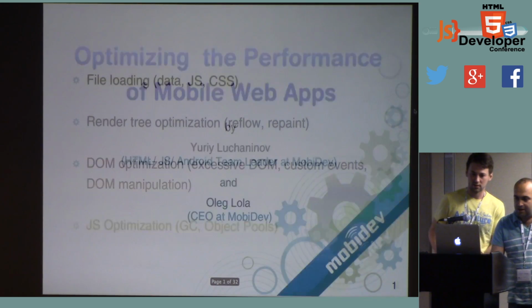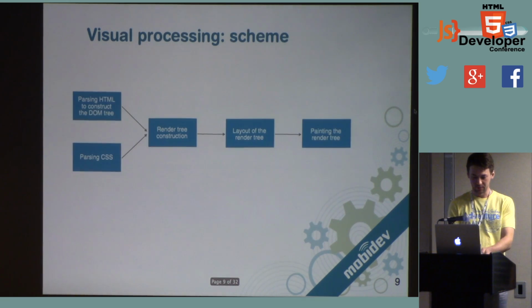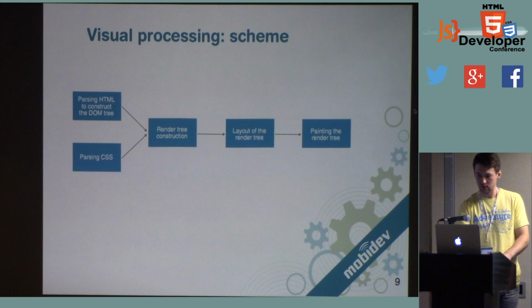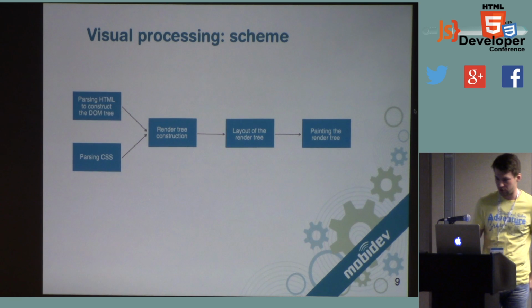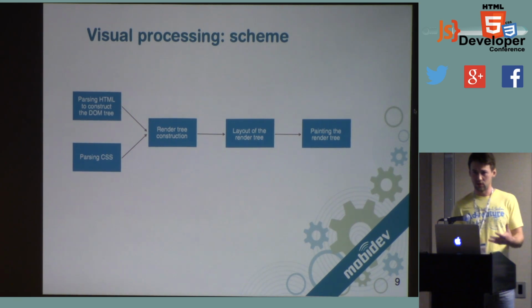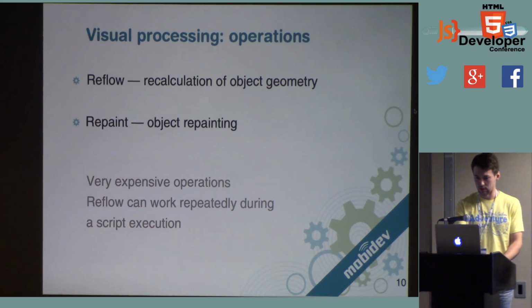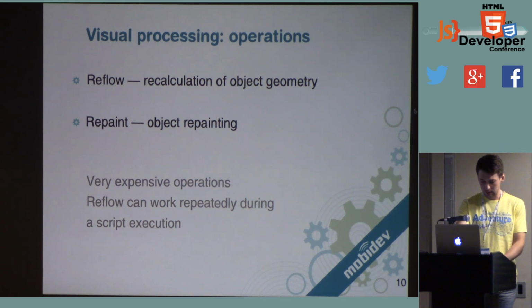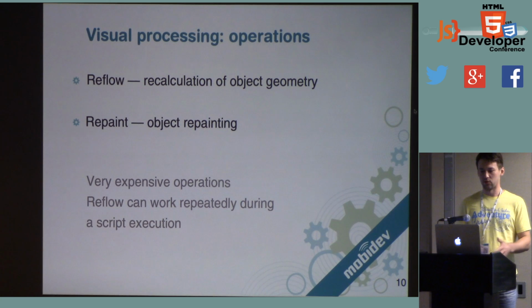Done. Let's have a look at the visual processing part of the picture which we reviewed previously. Yeah, so here it is. It contains parsing HTML and CSS, render tree construction, layouting of the render tree, and painting the render tree. And basically, the most heavyweight operations here are reflow and repaint.